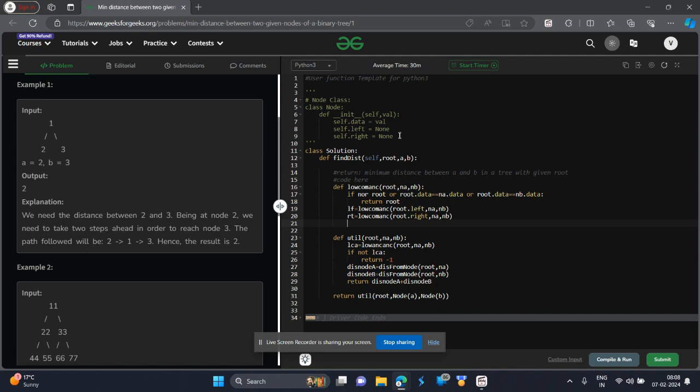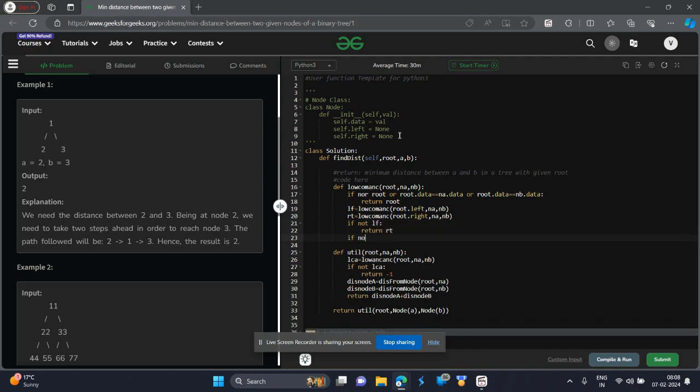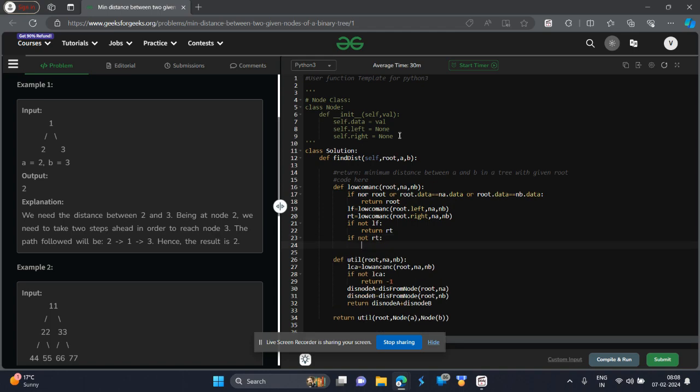Now we'll check what if we do not have a left subtree. In that case, we'll return the value of the right subtree. Similarly, what if we do not have a right subtree, we will return the value of the left subtree. If not left, return right. If not right, return left.